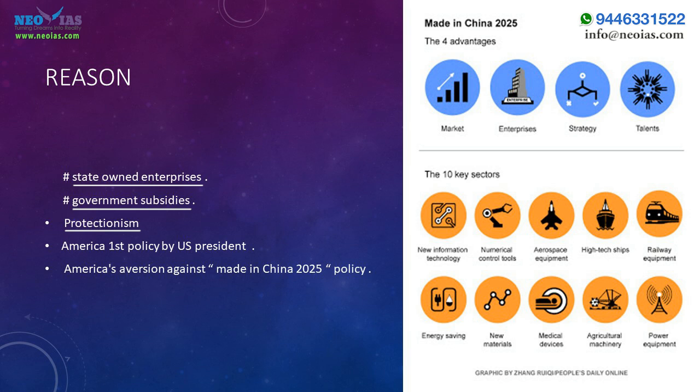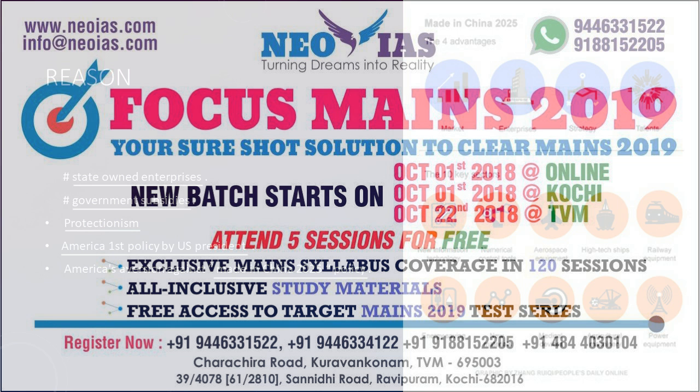Both internal politics and external factors have caused some countries to adopt protectionism. Another one is the America First policy of the US President, by which he is trying to make America great again through policies which go against free trade. And the final one is the US aversion towards the Made in China 2025 policy, as this policy provides subsidies towards 10 key industries including aircraft, new energy vehicles, etc., as you can see in the picture given here. That's all about the reasons.